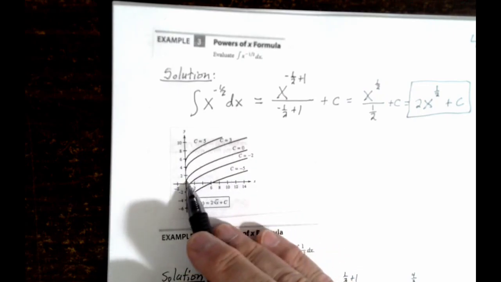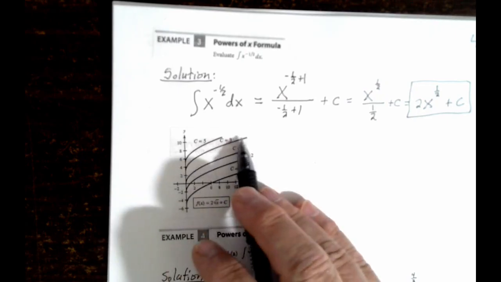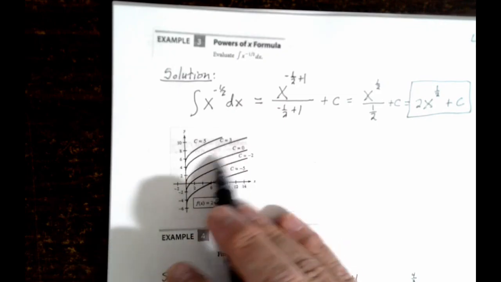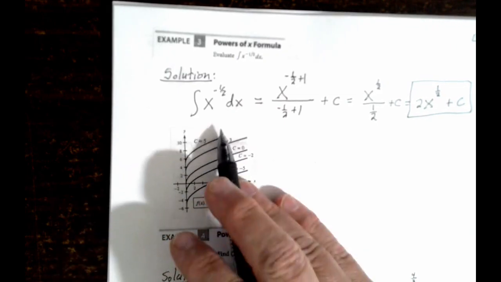Where c is 0 is this one right here, where c is 3, c is 5, negative 2, negative 5. So you can see the same shape, it just shifts up or down depending on what c is.